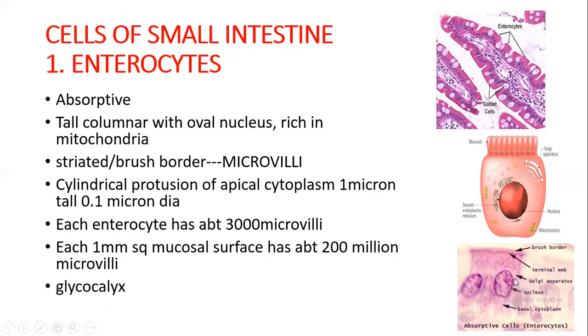Absorptive cell with a basal oval nucleus, Golgi. Then you have these microvilli, giving it a brush border appearance to increase the surface area for absorption. Each enterocyte has about 3,000 microvilli. Each 1 square millimeter of mucosal surface has about 200 million microvilli. And over these microvilli is a special glycocalyx. Glycocalyx contains disaccharidases and peptidases created by the enterocytes. And this helps to hydrolyze the disaccharides and dipeptides into monosaccharides and amino acids, which are then easily absorbed by active transport and immediately released from the enterocyte upon uptake by the capillaries.